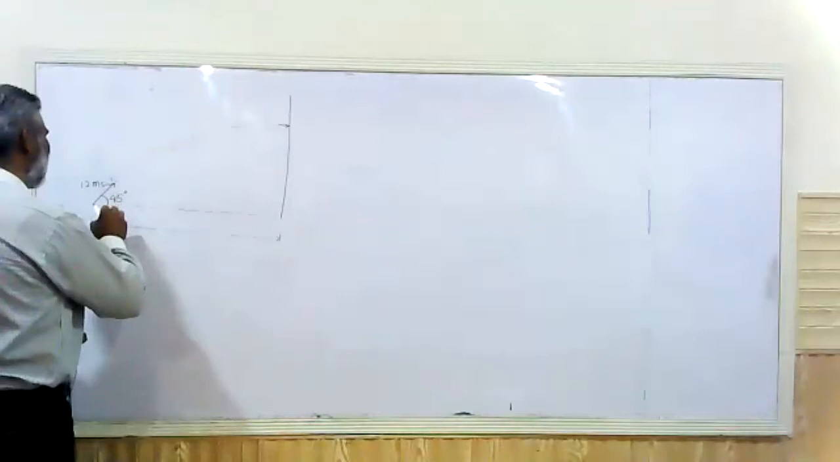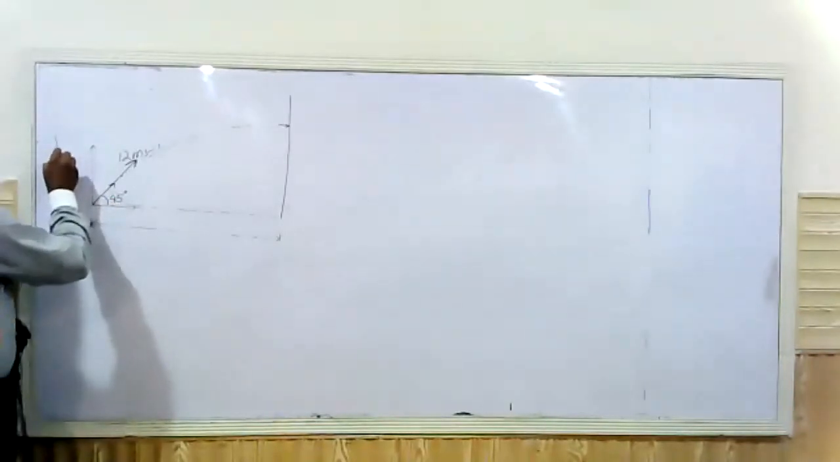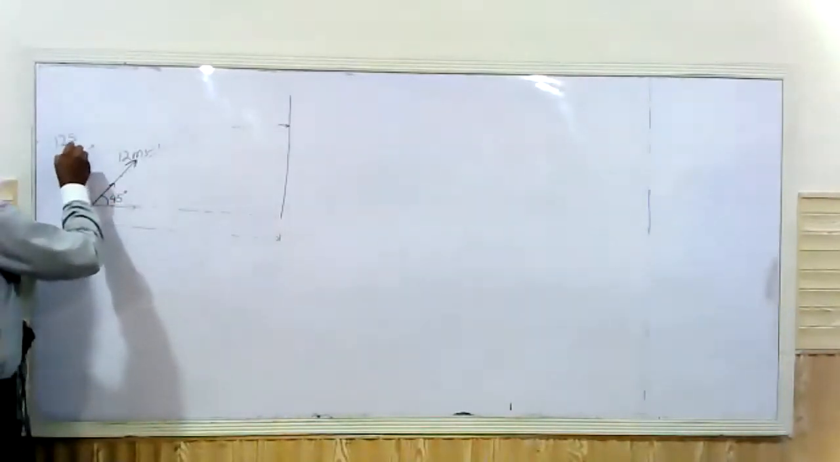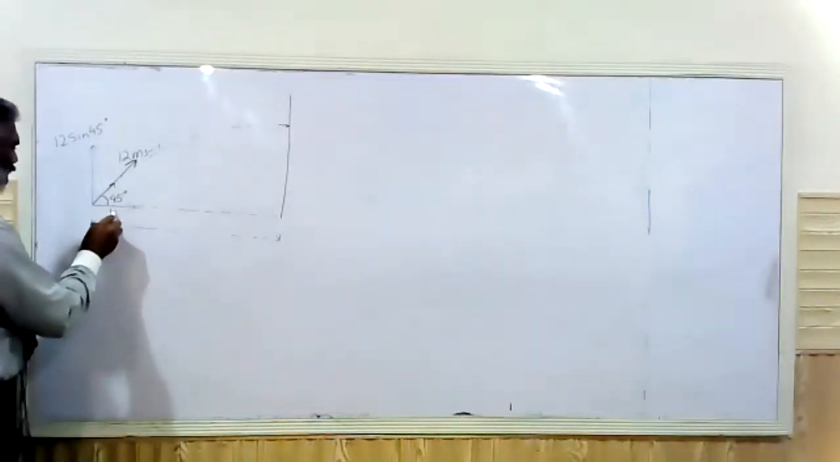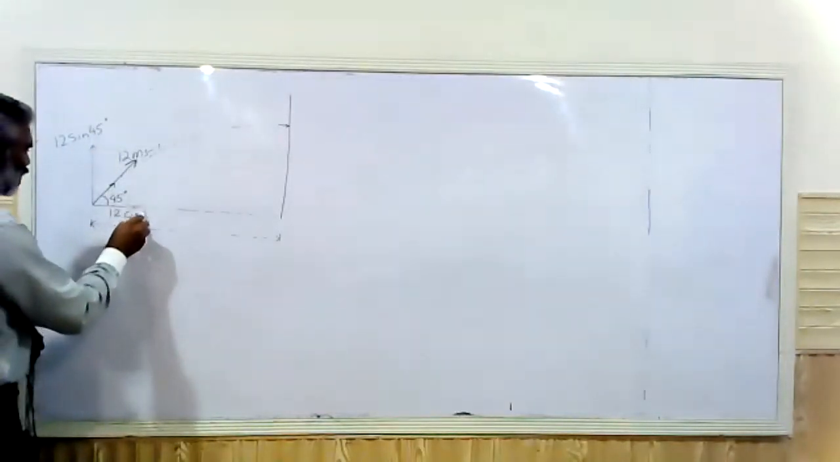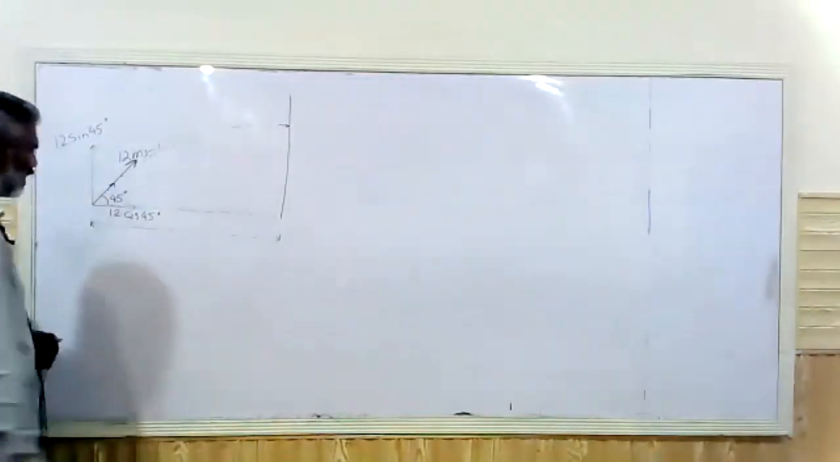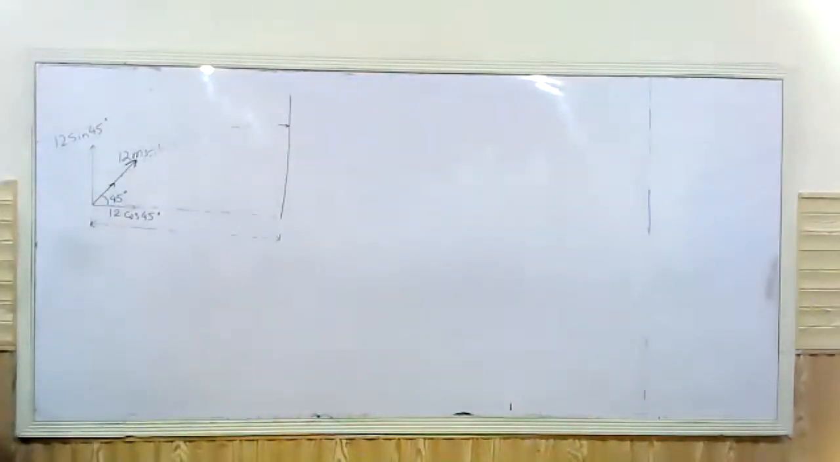Let me make it slightly bigger. So this is 12 meters per second at 45 degrees. So this is 12 sine 45, and this is 12 cos of 45 degrees. So you have two components in the beginning.